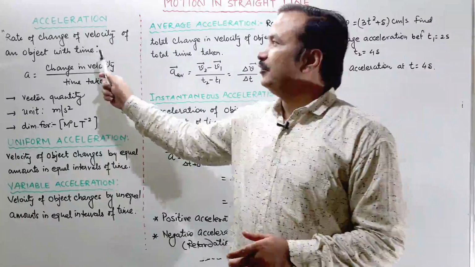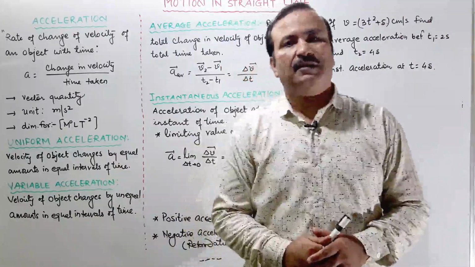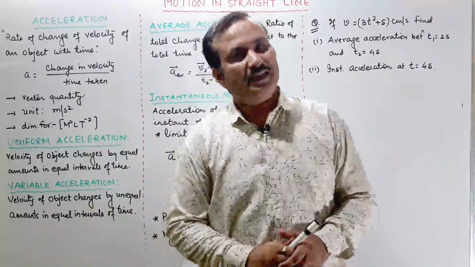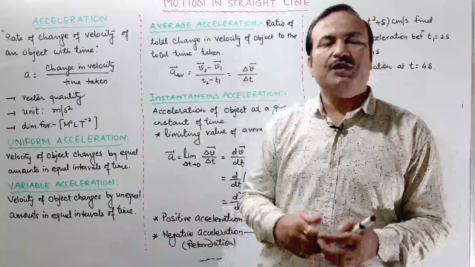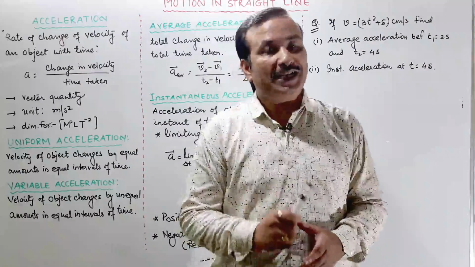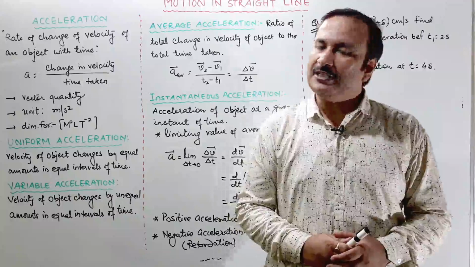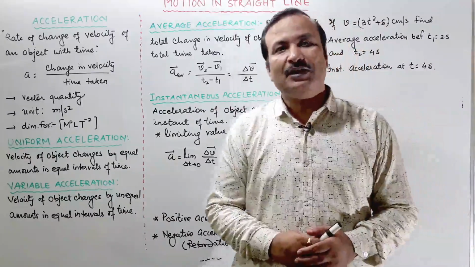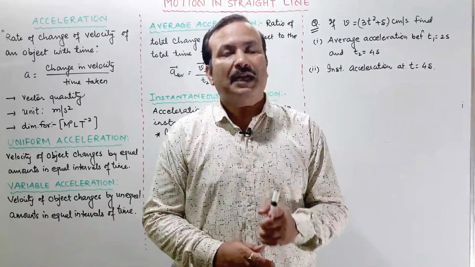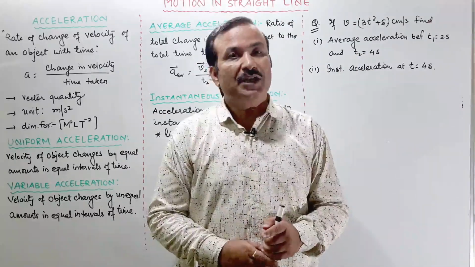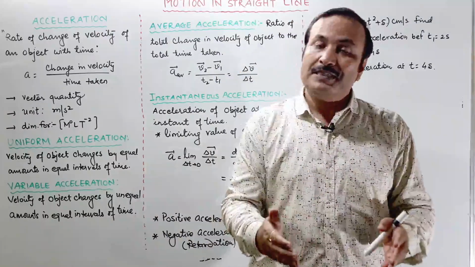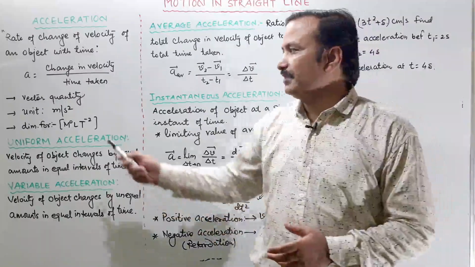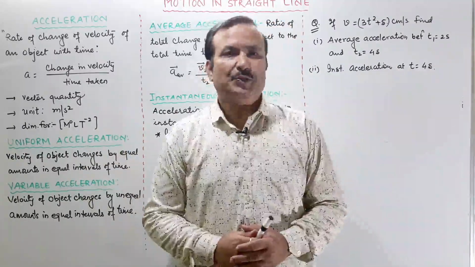Acceleration is the rate of change of velocity of the object with time. So acceleration we can write as change in velocity with time. Since it is change in velocity with time, the SI unit will be meter per second square. In CGS you can write centimeter per second square. And it is a vector quantity. Why is it a vector quantity? Because it has magnitude as well as direction. Since we are saying it is the rate of change of velocity, obviously, when velocity is a vector quantity, acceleration also has to be a vector. Dimension formula: M^0 L T^-2.